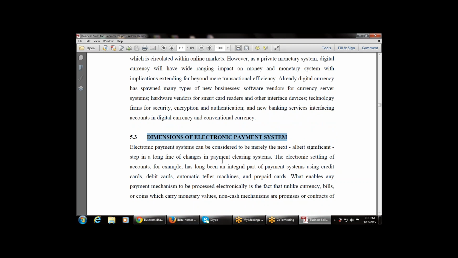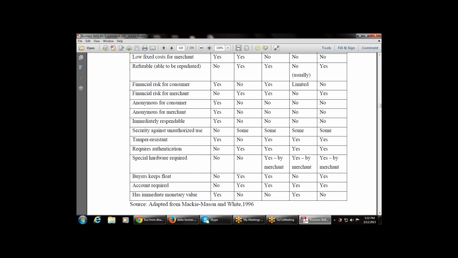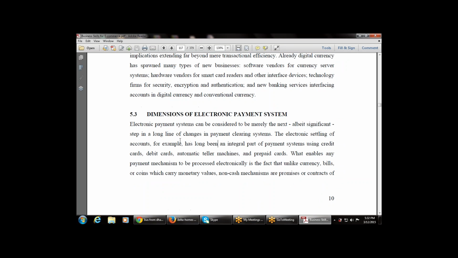The next topic is the dimensions of the e-payment system, that is, what the dimensions are and how we use them. The electronic payment system can be considered merely the next, albeit significant, step in a long line of changes in payment clearing systems.